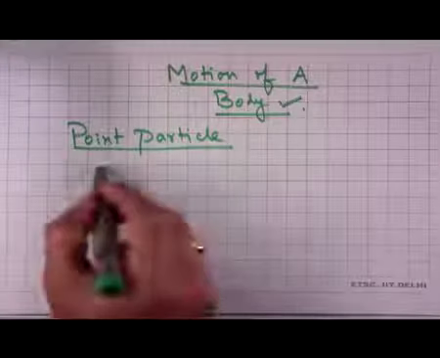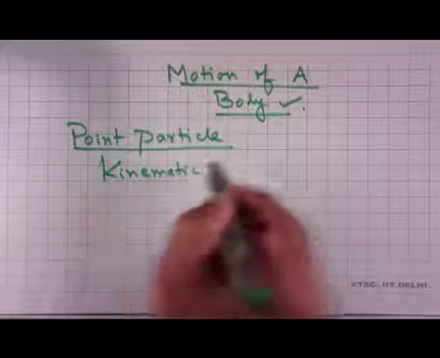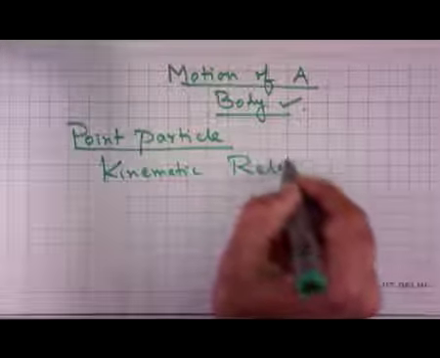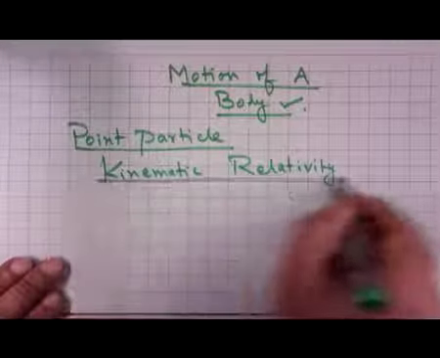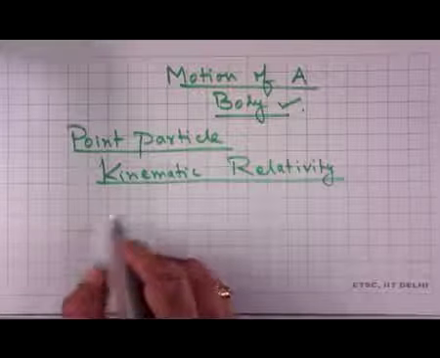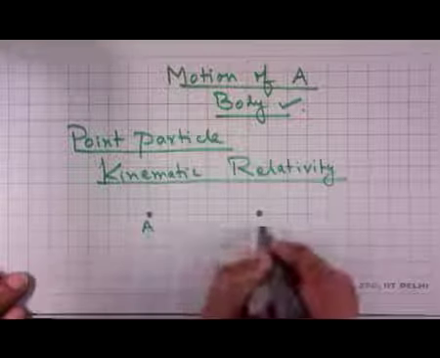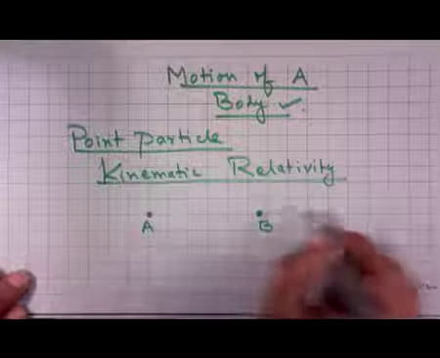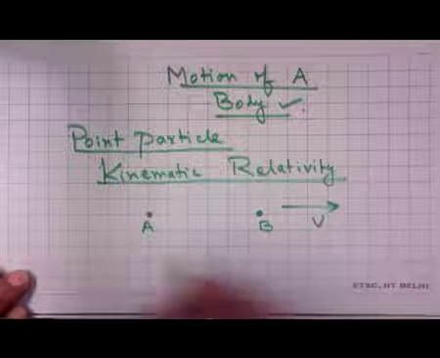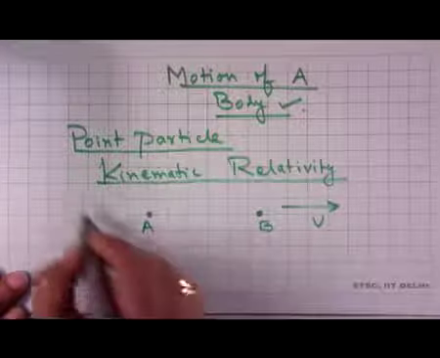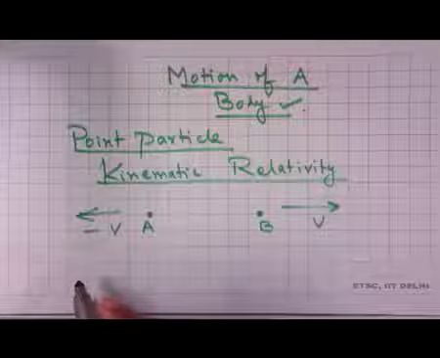So there is what is called kinematic relativity. So what does it say? It says that if there are two particles A and B, if B is moving with a velocity v with respect to A, then from the viewpoint of B, A is moving with a velocity minus v. There is no question about that.